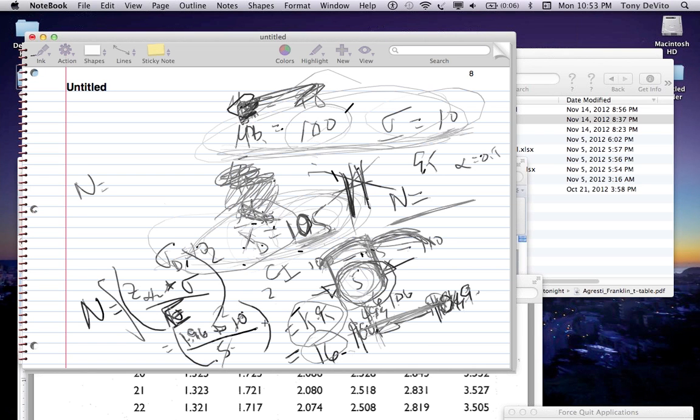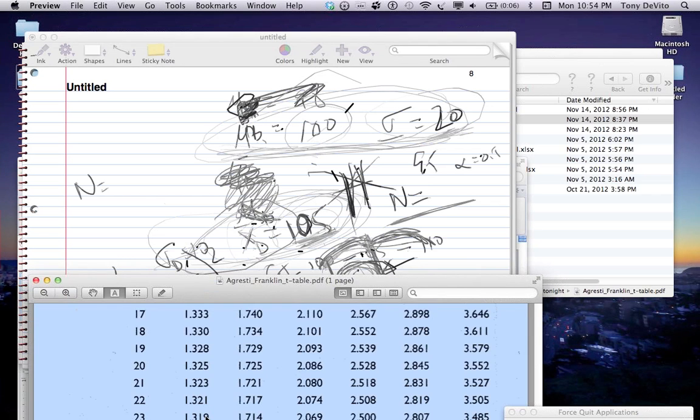Okay, so what happens if my standard deviation is larger than 10? Let's say it's 20. Well, if it's 20 instead of 10, then this becomes 1.96 times 4. 5 into 20 is 4. That's 2 times 4 is 8. Squared is 64. I need a sample size of 64, right?